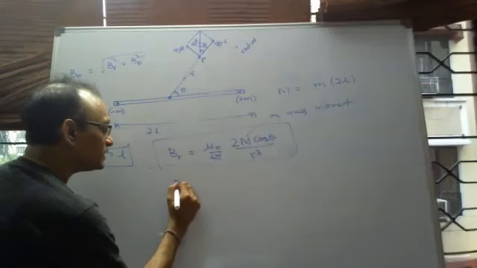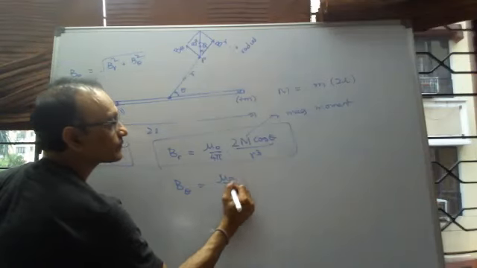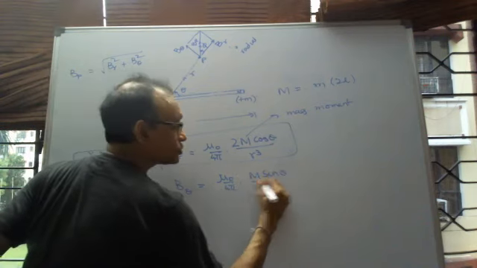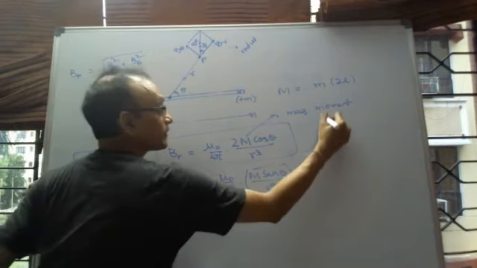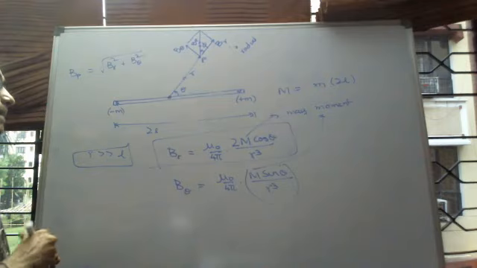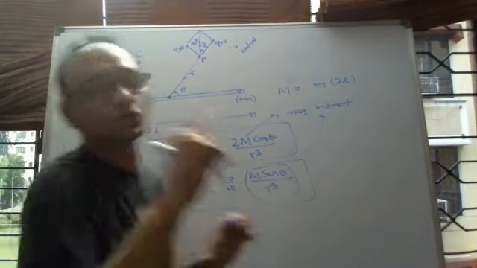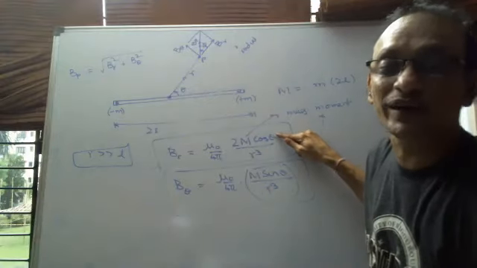And B theta: K की जगह mu naught by 4 pi आ जाएगा. M sin theta by r cube. M is the magnetic moment, small m into 2l. B theta. इसमें ना, the earlier two results can be obtained from this one result by putting in theta equal to 0 and theta equal to 90.